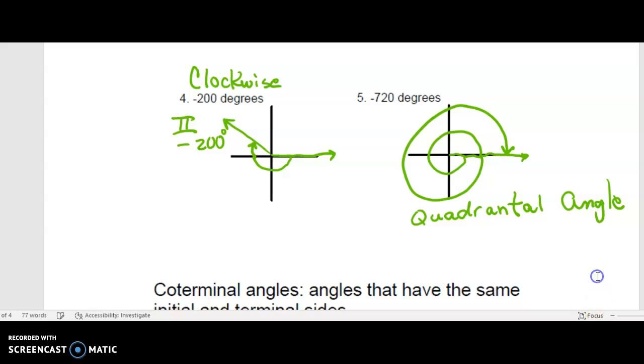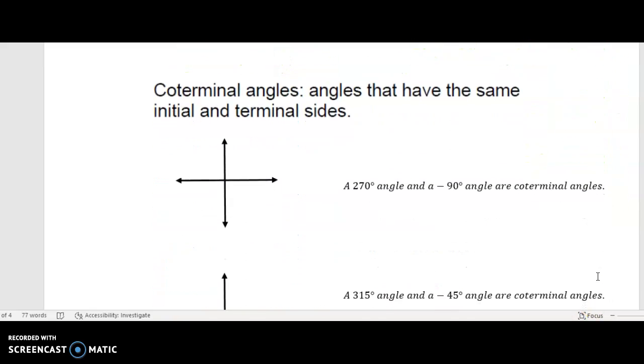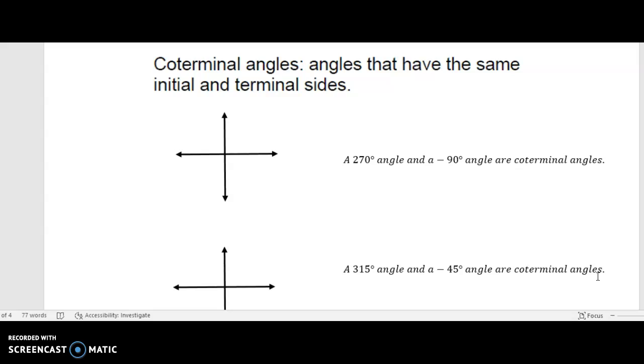Okay, let's move on. Coterminal angles are angles that have the same initial side and terminal side. Like for instance, let me draw a 270-degree angle. So 270, 90 plus 90 plus 90 is 270. So this is a 270-degree angle in pink.